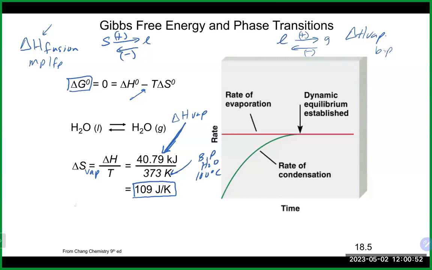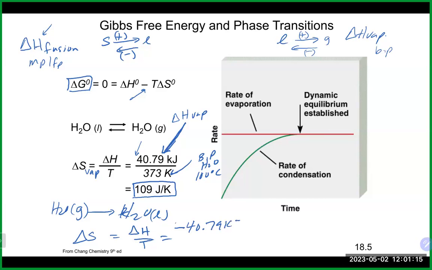Now, if we did this in the opposite direction, like gas going to liquid water, the only thing that would change here is what? It would be the sign on the delta H of vaporization. This would be then negative 40.79 kilojoules over 373 Kelvin, gets you a negative 109 joules, right? And that also makes sense as we go this way.